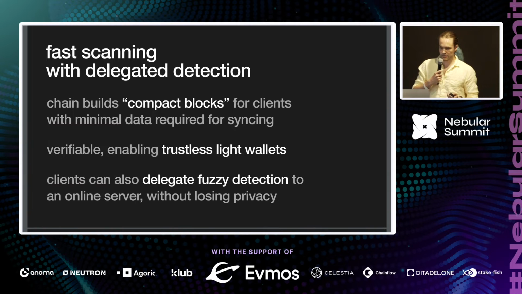And the second piece that we've built into the system is a fuzzy detection capability. So every Penumbra address contains an additional, what we call a clue key, which allows whoever is sending funds to that address to create some kind of probabilistic detection clue. That address has a detection key.